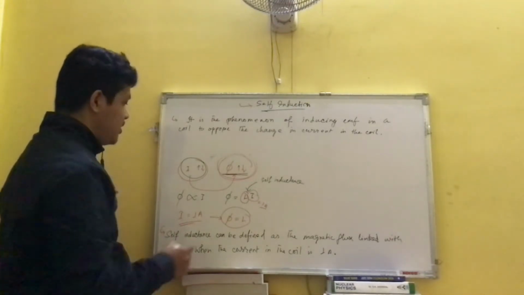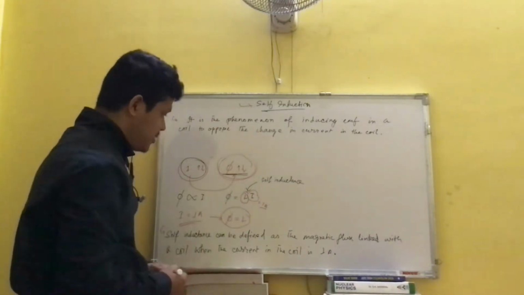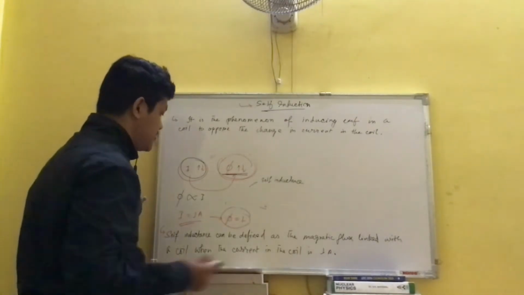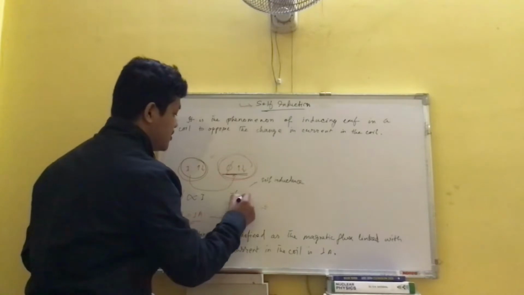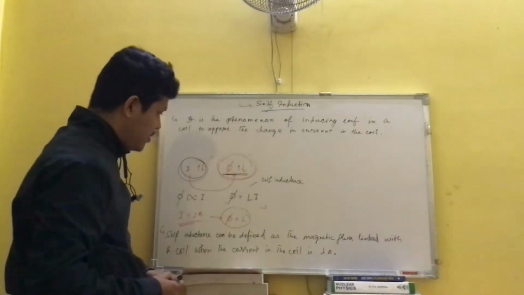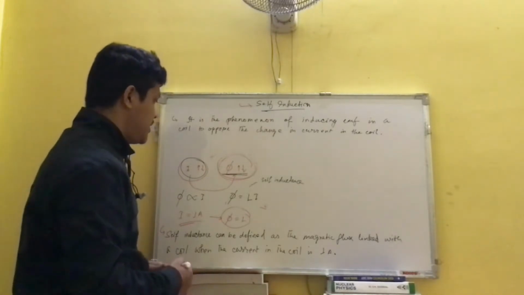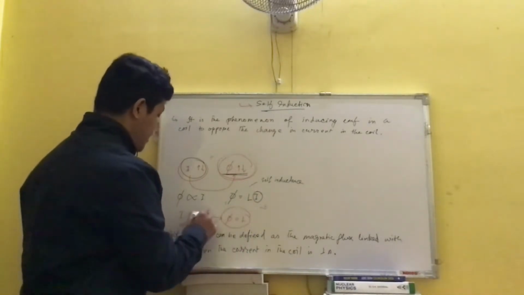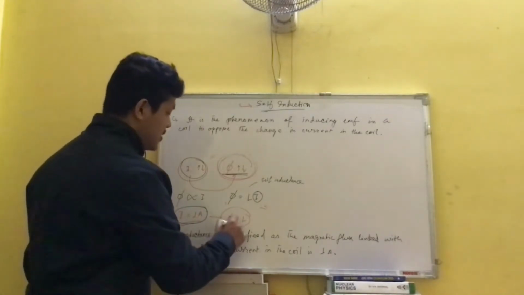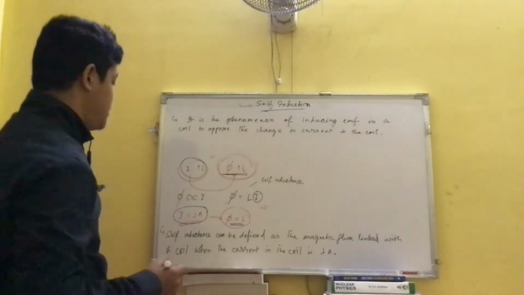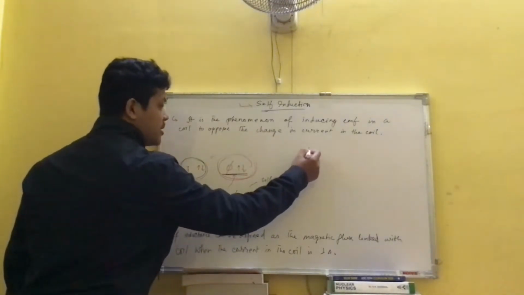Because you can see that here we have got phi is equal to L into I. When this I, that means the current in the coil, is 1 ampere, then this phi will be equal to L. Okay. Now the induced EMF in the coil.